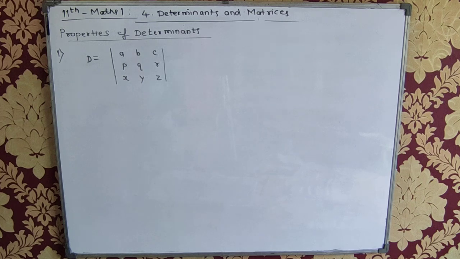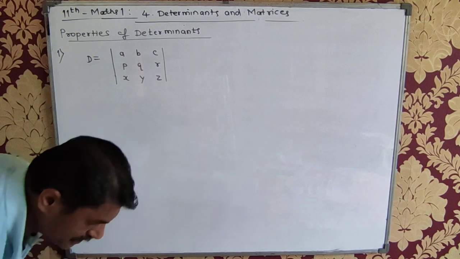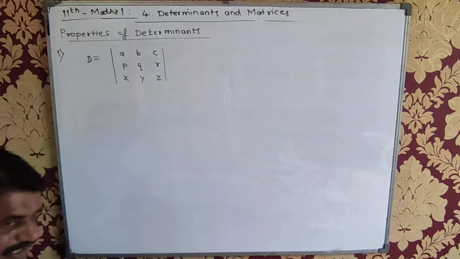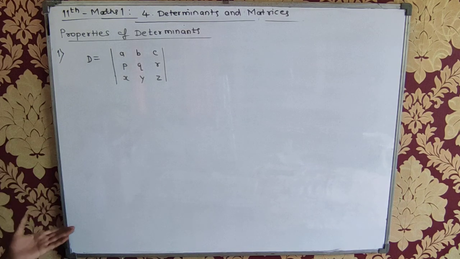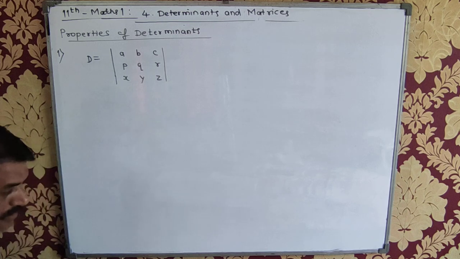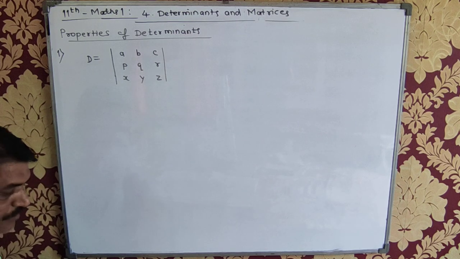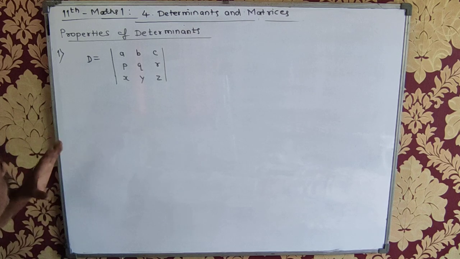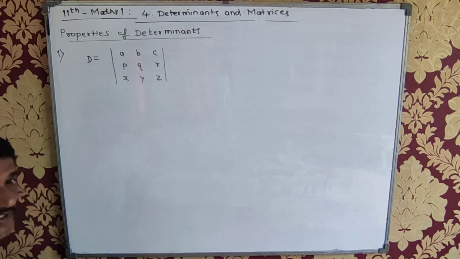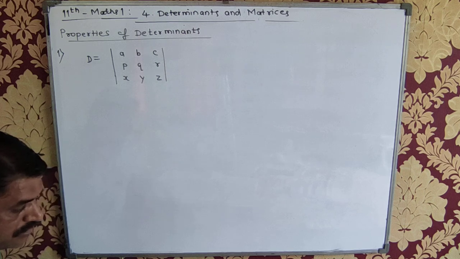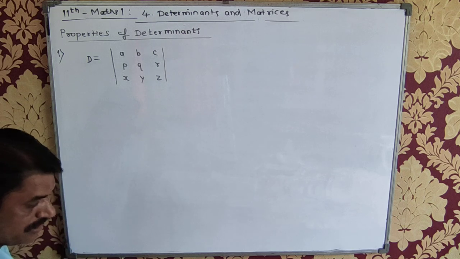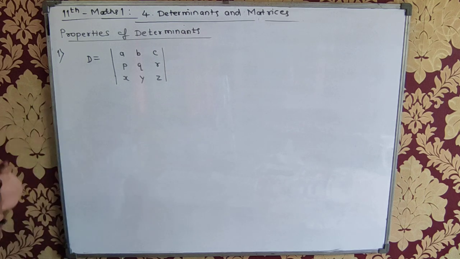Next we go for the properties of determinants. Now these properties are given in the textbook in the script form. I will read the property and I'll explain the property. First property, please refer to page number 64: the value of determinant remains unchanged if its rows and columns are interchanged. Rows are turned into columns and columns are turned into rows.